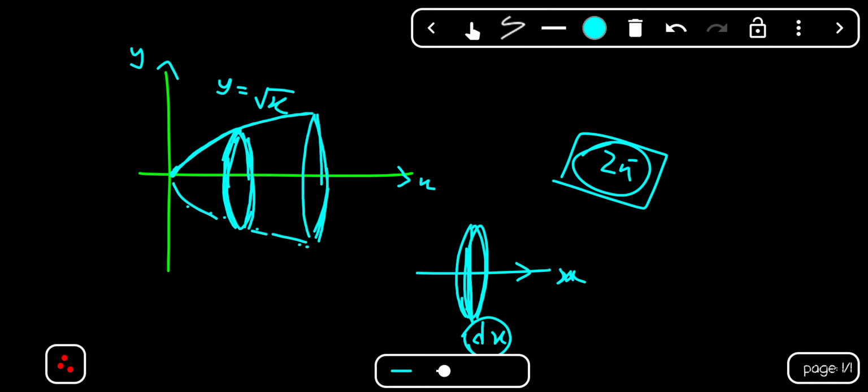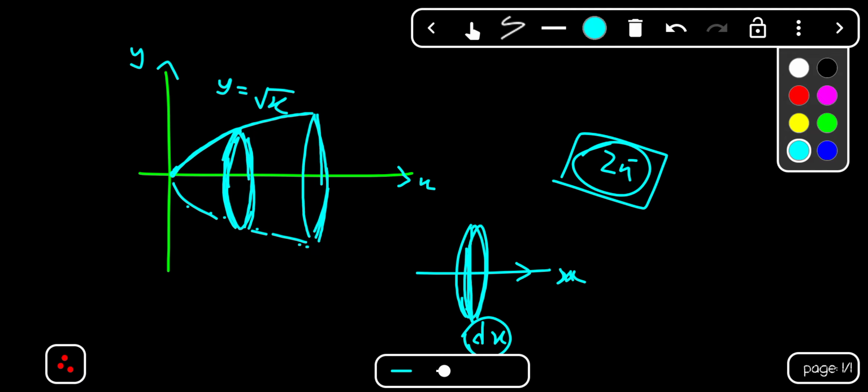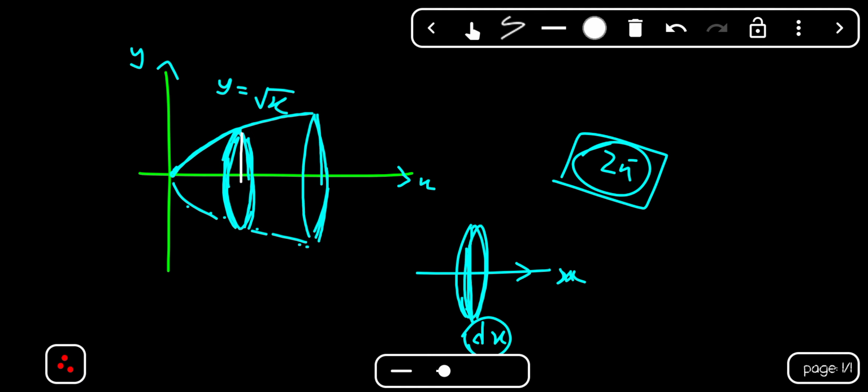Then let me change this color. This is the radius of that disc, right? So how can we find the very small volume of that disc, dv? Actually delta v approaches 0. dv can be written as pi r squared times dx, because the width is equal to dx, right?